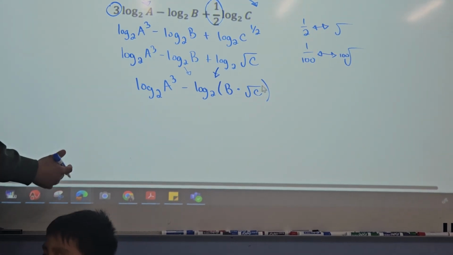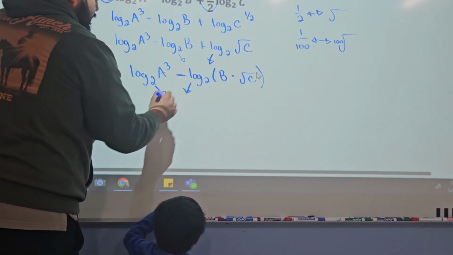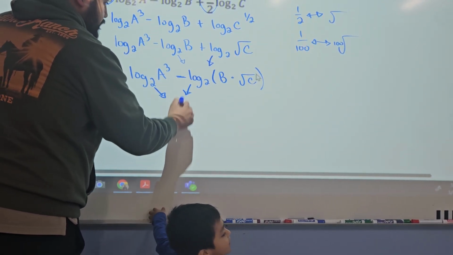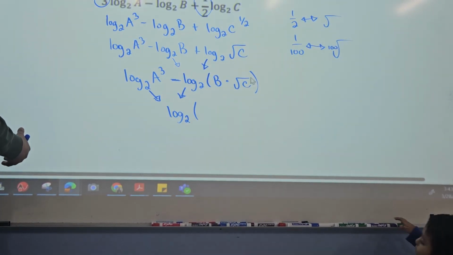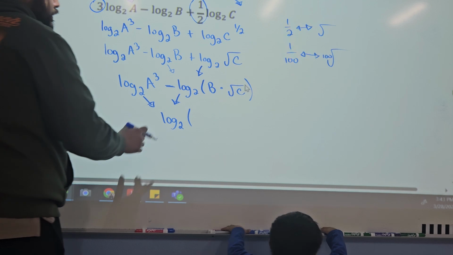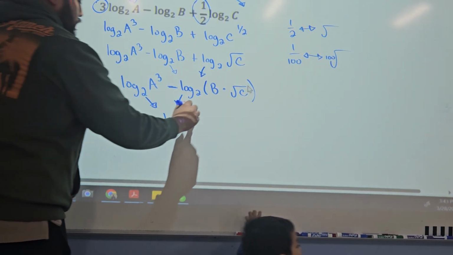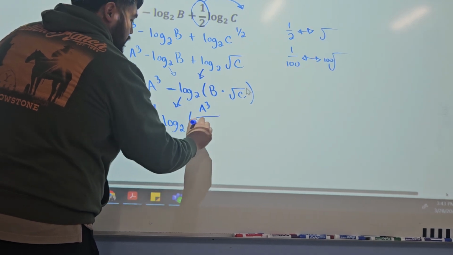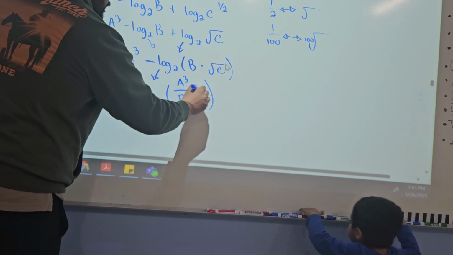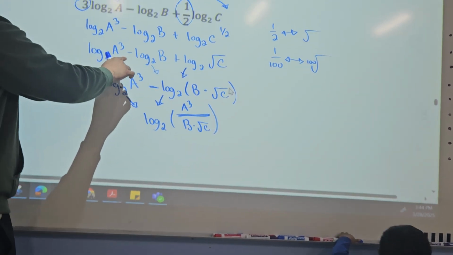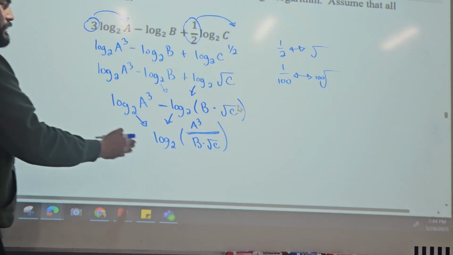So now what do I do? Well, I have a minus. These two logs are going to condense into just one, just like we did before over here, right? Log with the base of 2. But now the question, where a lot of students get confused, is which one should go on top? Is it a cubed or the second part? Well, it's always going to be the first part. A cubed over b times square root of c, right? And this is the proper way to do it, because if you start off by condensing the minus, it's going to be completely wrong. So just keep that in mind.